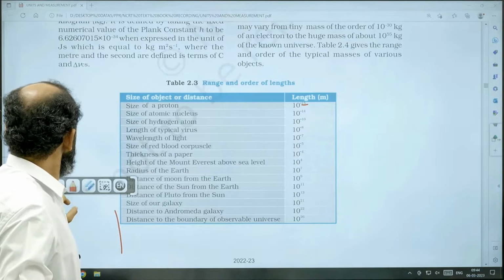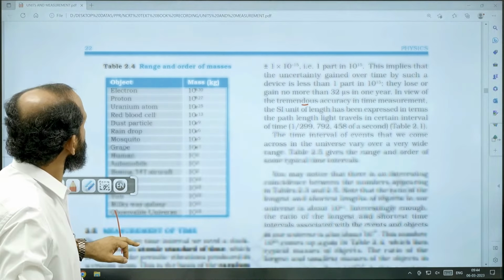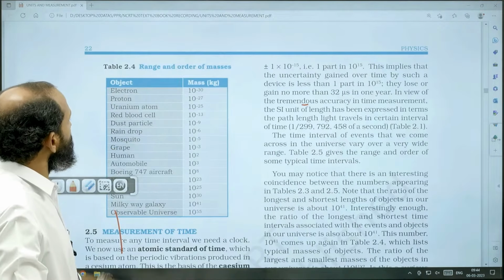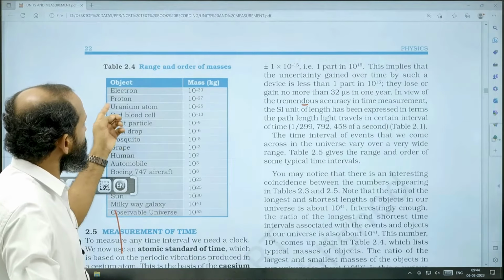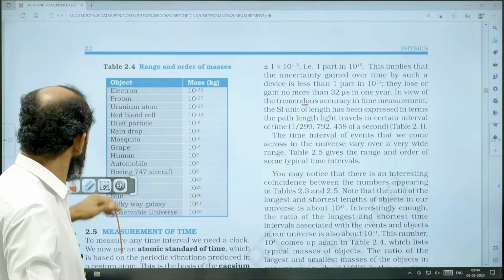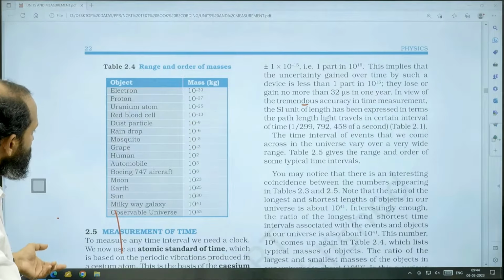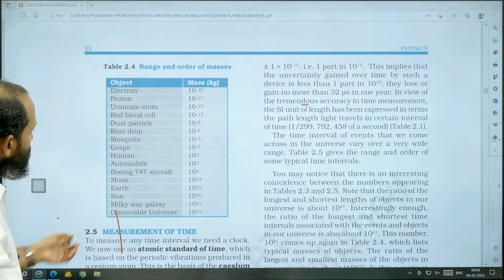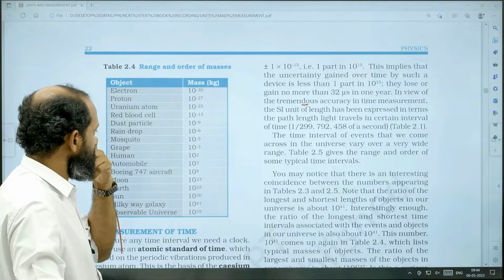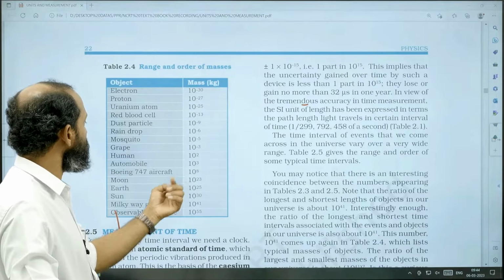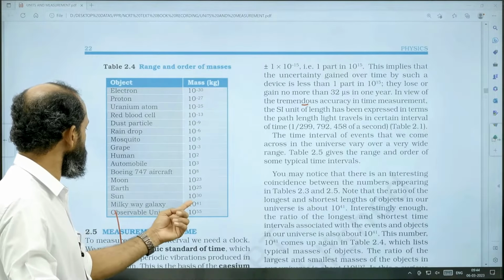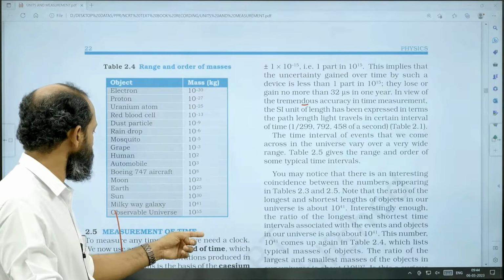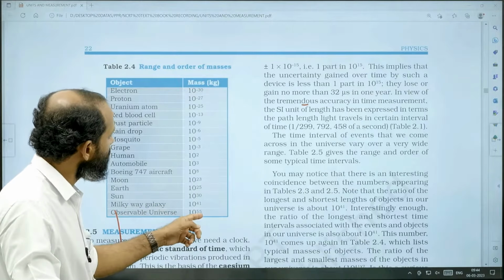Now, moving to the next page. See, the mass of electron order is mentioned as minus 30. Mass of proton minus 27. Order of magnitude, better you learn by heart the orders of magnitude. A Boeing aircraft, order of mass is 8. Mass of moon 23, earth 25, sun 30, Milky Way galaxy 41, observable universe 55.